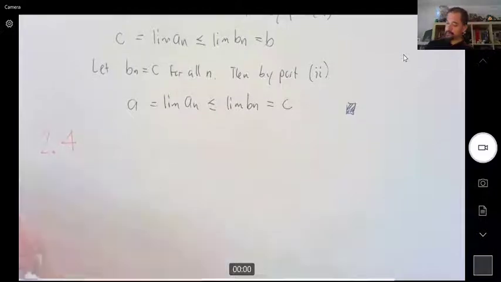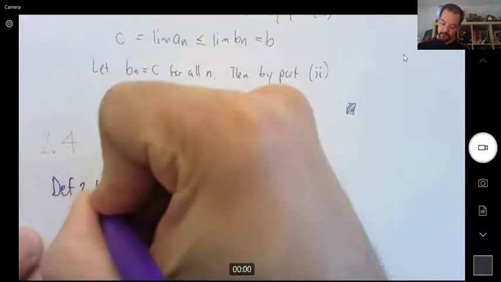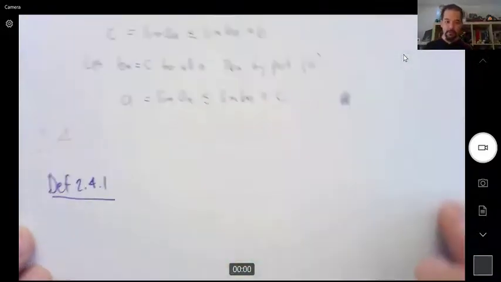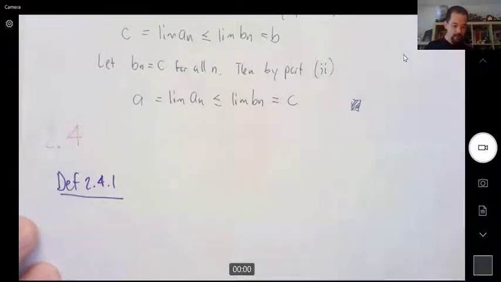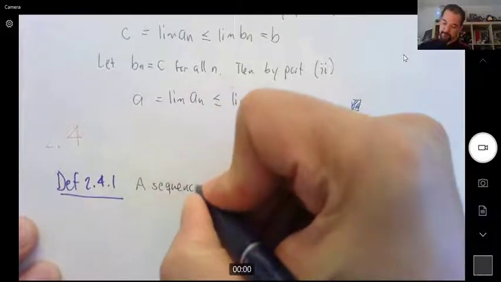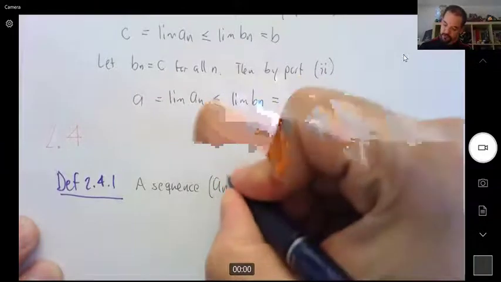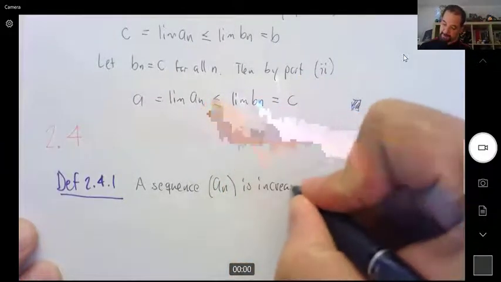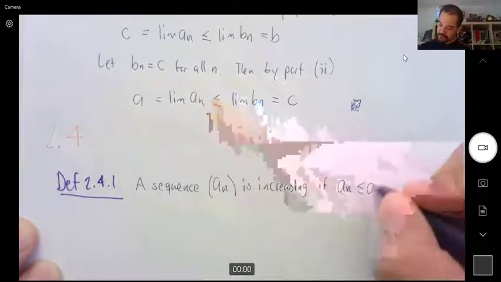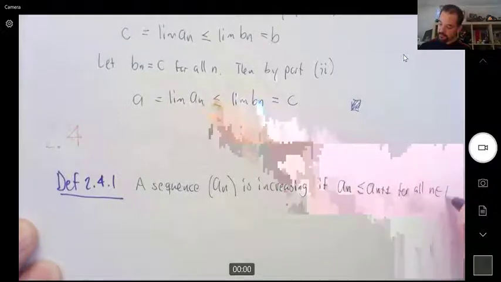So we'll start with a definition, an important definition here. Definition 2.4.1. And we're going to define what it means for a sequence to be increasing or decreasing. So in our book, a sequence, An, is increasing if An is less than or equal to An plus 1 for all n in the natural numbers.